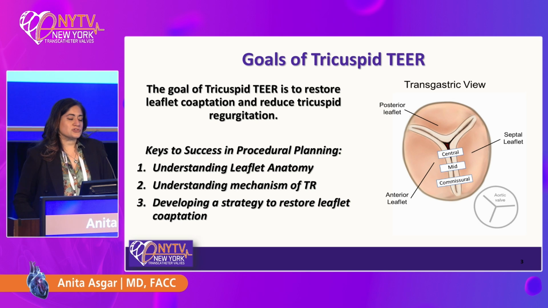So to start, it's important to remember what the goals of tricuspid TEER are. This may seem a little basic, but it is important to understand. What we're trying to do is restore leaflet coaptation and thereby reduce tricuspid regurgitation. The keys to success when we're trying to plan our procedure is to really understand leaflet anatomy, understand the mechanism of TEER, and using that information, develop a strategy to restore leaflet coaptation.